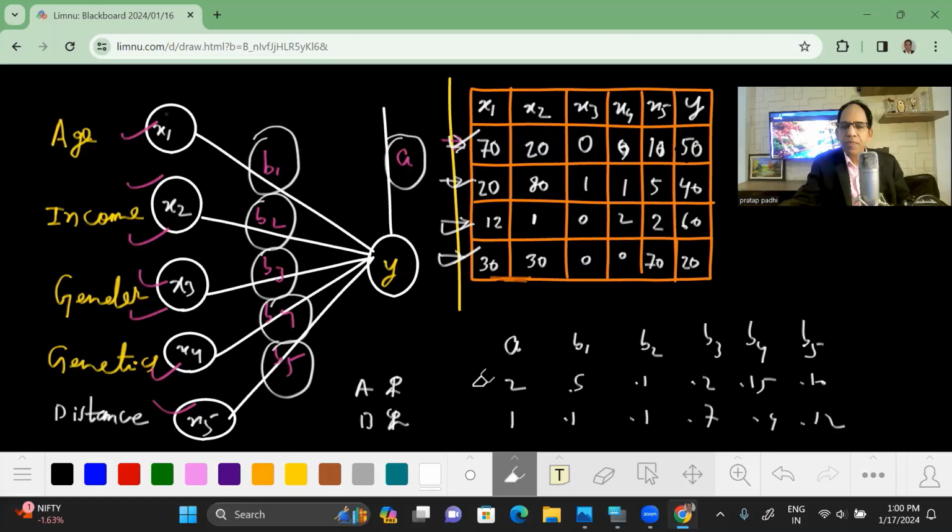So that whenever a customer gives X1, X2, X3, X4, X5, I'll be able to get Y. Because ultimately, Y is A plus B1 X1, B2 X2, B3 X3, B4 X4, B5 X5. So these are the weights and biases. Only one bias here, 5 weights. These are the weights and biases the neural network has to learn from the 4 rows of data.